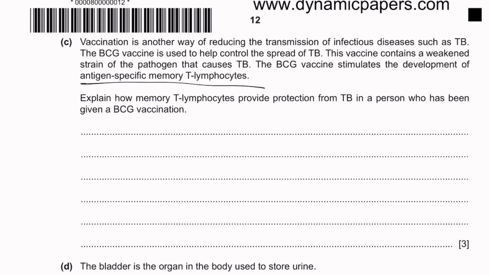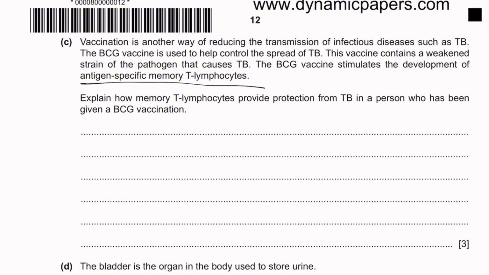Explain how the memory T lymphocytes provide protection from TB in a person who has been given a BCG vaccine. Well, obviously, a memory cell is going to provide long-term immunity, and if the pathogen comes back again, it's not really going to be a primary immune response, since it's not the first time that we face the antigen. It's going to be a secondary immune response, and it's going to be faster and easier. The patient is not going to feel as tired because his body isn't working twice as hard to identify the pathogen in the first place.